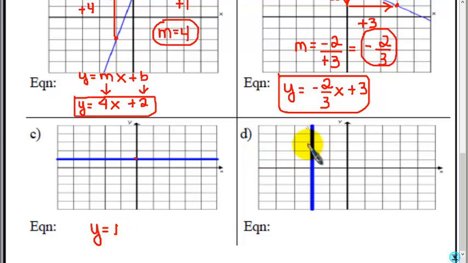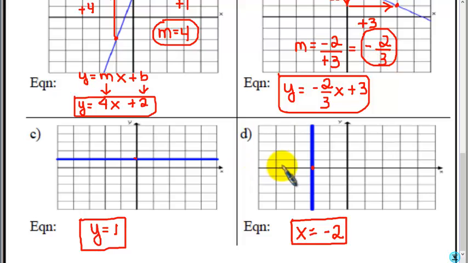Same thing goes with the vertical line. Where does the vertical line touch? Does it touch the y-axis or the x-axis? Well, it touches the x-axis. So that means you're going to use x equals, and now you have to figure out where this line touches the x-axis. It touches right there. What is the x value there? Negative 2. Okay, please remember these are special cases and only work when you have a horizontal or a vertical line. When you have a horizontal line, you're going to have y equals a number, and when you have a vertical line like letter D, you're going to have x equals a number.